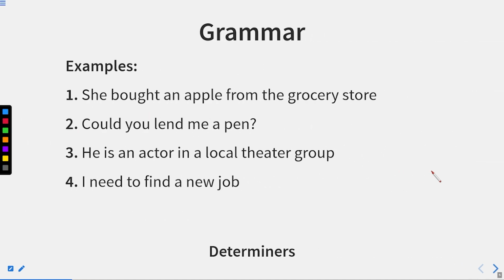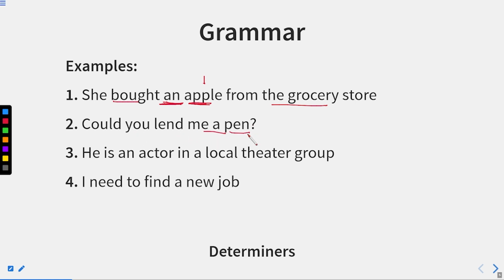Now, let us take some examples. "She bought an apple from the grocery store." So, any apple, there is no specific apple. She just bought an apple from the grocery store. Now, a grocery store may contain many apples, but she bought only one. So, "an" is for this one apple. There is only one apple which she bought. So, an apple. "Could you lend me a pen?"